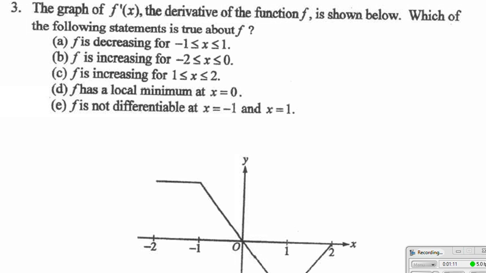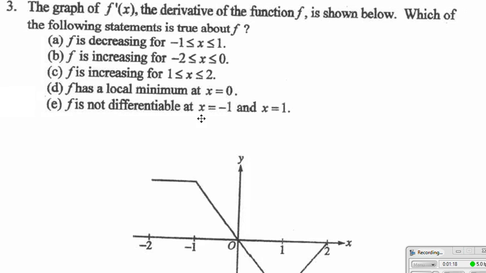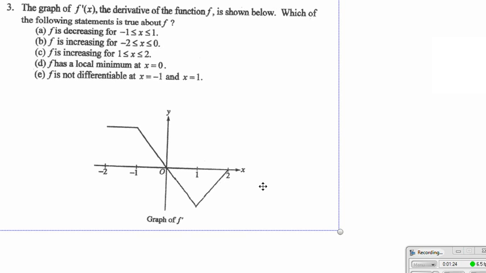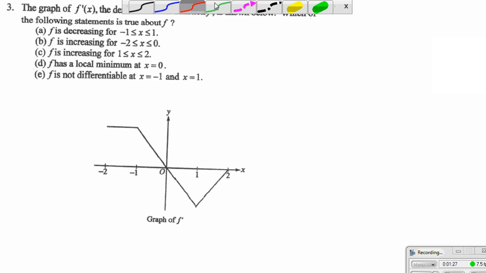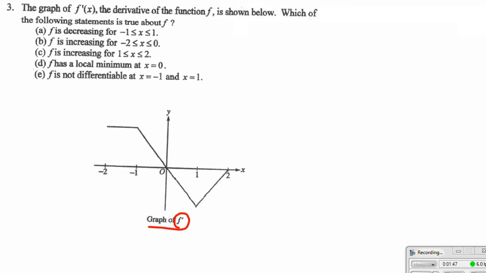Which of the following is true about F? Now, what I'm going to do is make this one a bit smaller. All right, so here we have F is decreasing from -1 through +1, but in fact you will realize that this is the graph of F prime. In order for that to decrease, F prime has to be negative. That's not the case. F is increasing from -2 to 0. In fact, that is correct because that means F prime has to be positive, and we see that to be true. F is increasing from 1 through 2.